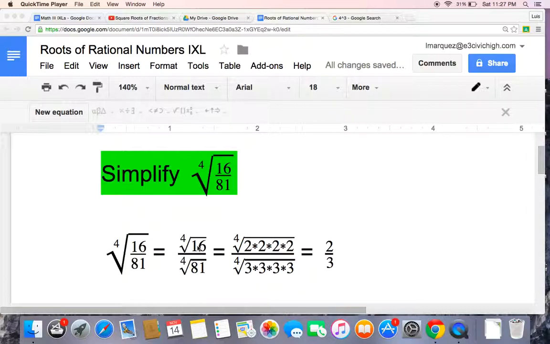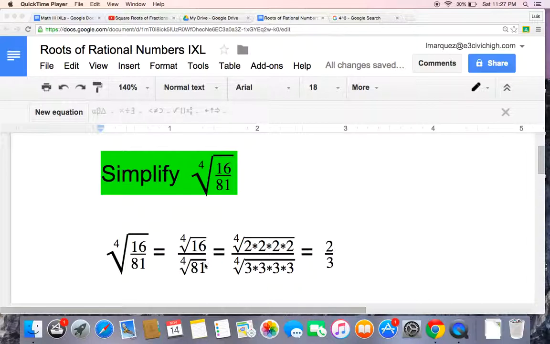In the numerator, I'm looking for a number that multiplied by itself 4 times will give me 16. In this case, that number is 2 because 2 times 2 is 4, times 2 is 8, times 2 is 16. So in the numerator, I get 2.